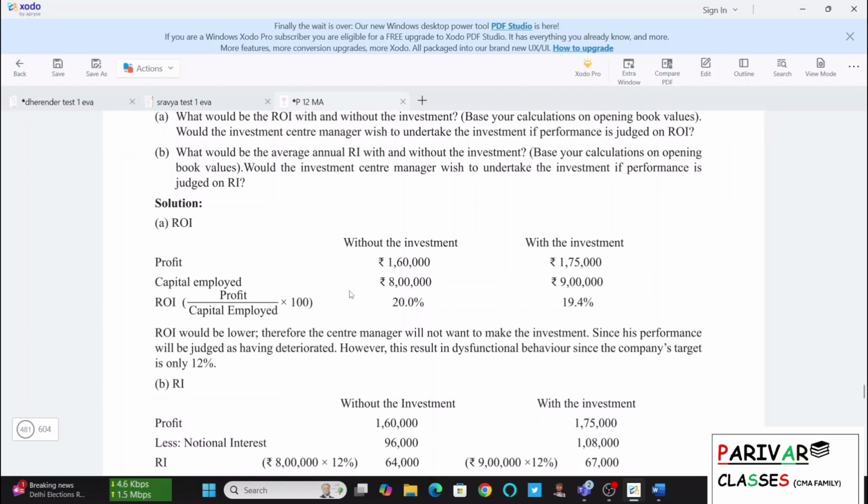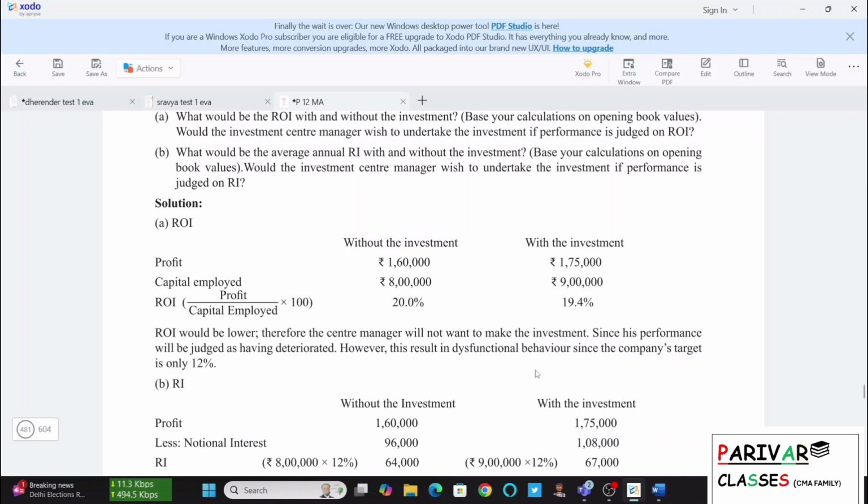So if we judge based on ROI, without investment only we are having higher ROI. So we will not accept this investment because ROI is reducing. He also wrote the same. ROI would be lower, therefore center manager will not want to make the investment since his performance will be judged as having deteriorated, meaning damaged ROI.